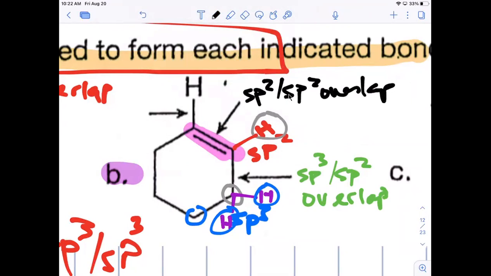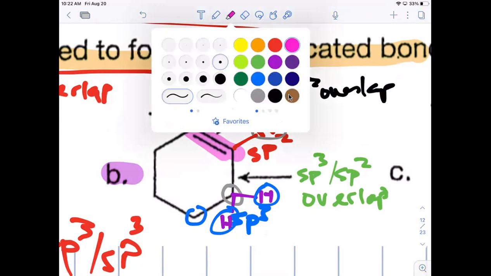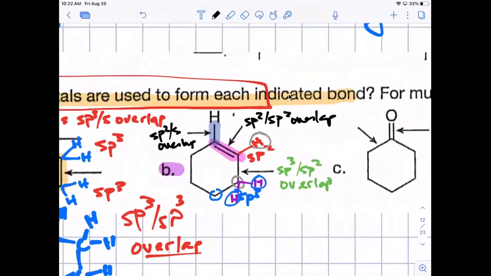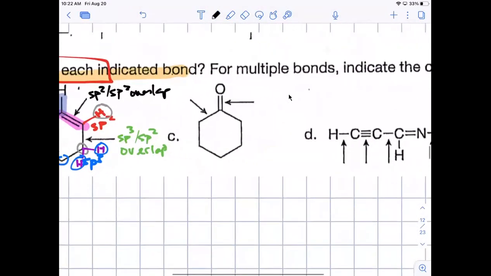All right. What about here? We know the hydrogen is what? What type of orbital is that? Just an s orbital, right? And we know that carbon in the double bond is sp2. So this is just going to be sp2-s overlap. Y'all following that? Anybody not following? Say something.